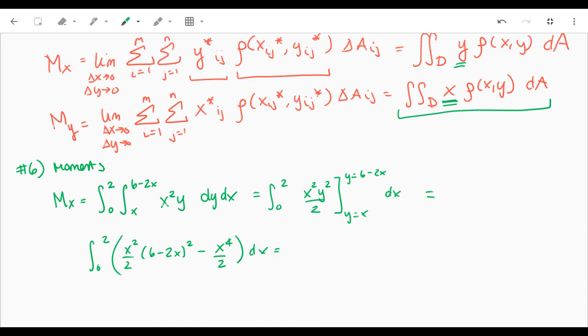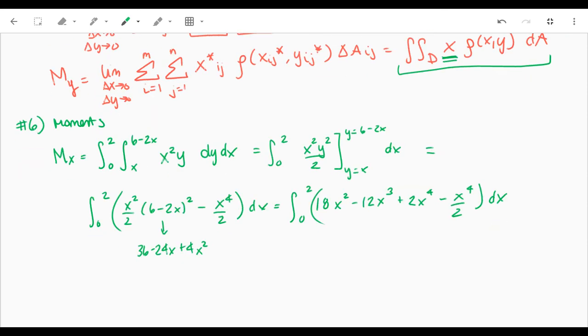Okay, so expanding out our 6 minus 2x, we'd have 36. So we'll have 18x squared. And then minus 2ab, so minus 24x times x squared over 2. So minus 12x cubed. Okay, and then here, 36 minus 24x plus 4x squared. So then we'll have plus 2x to the 4th. And then we're going to subtract from that an x to the 4th over 2.